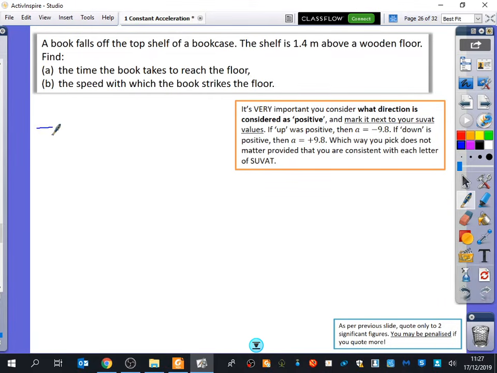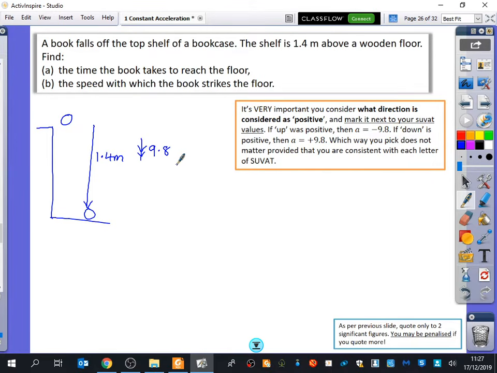So, for this particular one that we've got here, we're talking about a book falling off the top shelf of a bookcase. So here is my book. Everything is basically going to be a ball when we draw these things. And we know we want to find out when it hits the floor. They've told us when it hits the floor, we know that this distance here is 1.4 meters. We also know that it is accelerating downwards at 9.8. You may sometimes like to write that as g, depends on the context of the question.